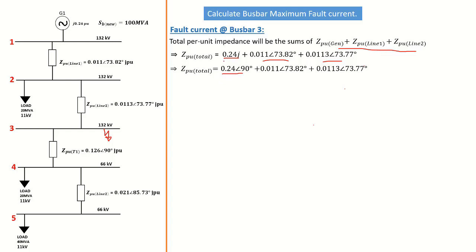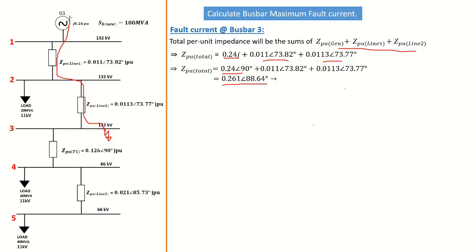As you can see, there is no real part, it's only the imaginary part. That means the angle is 90 degrees. So we convert it into polar form, and that way we can just add it easily with our calculator. The sum is then equal to 0.261 with an angle of 88.64 degrees. So this is the total per unit impedance from the generator down line 1, down line 2, and flowing down to busbar 3 to earth.